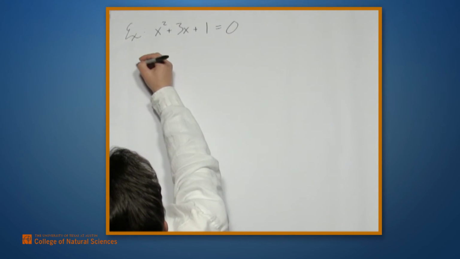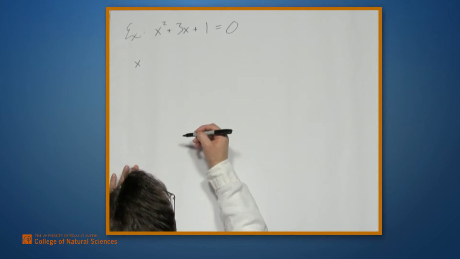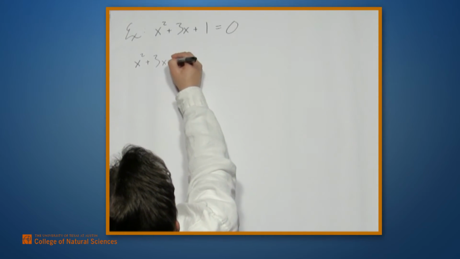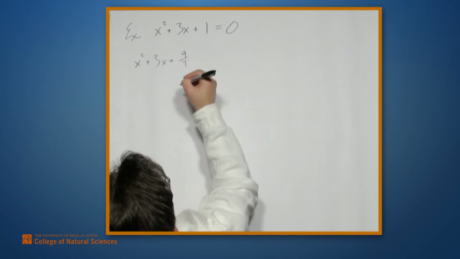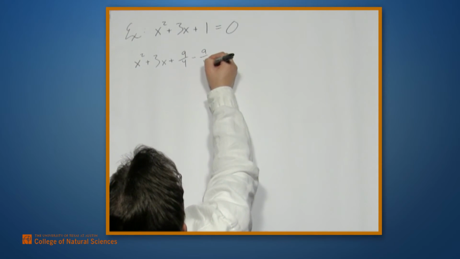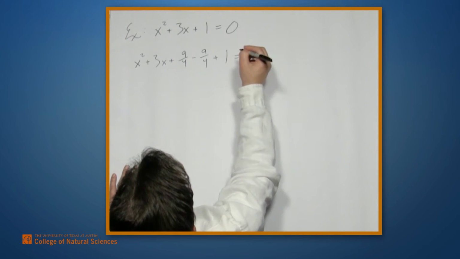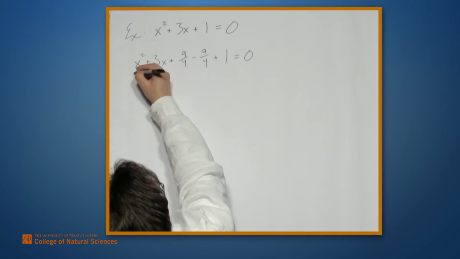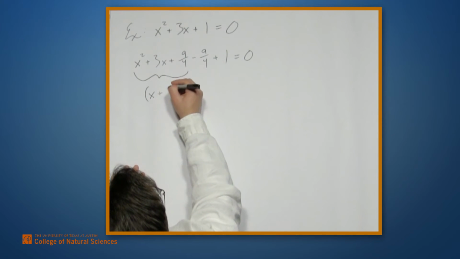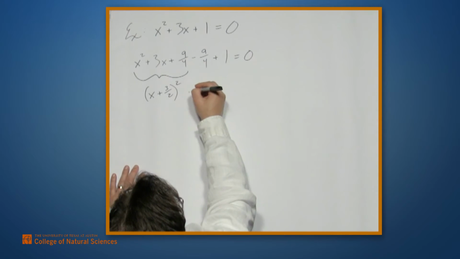We still use this x squared plus 3x to figure out what a is. So we're going to get x squared plus 3x plus 9/4, right? Our a was 3/2. We're going to subtract 9/4, but now we just need to include this 1 again. So plus 1 equals 0. We factor this part into x plus 3/2 squared, and then the rest I'll leave to you.